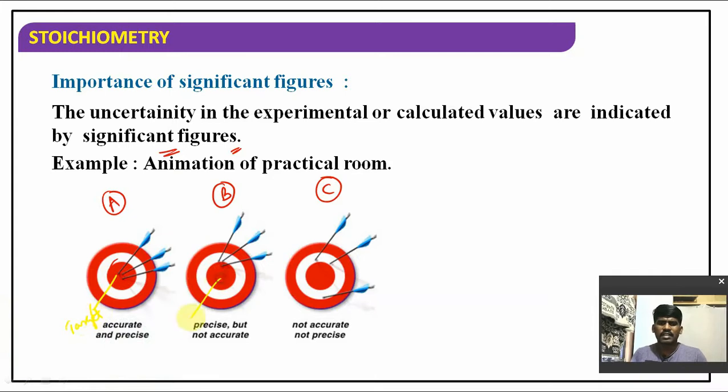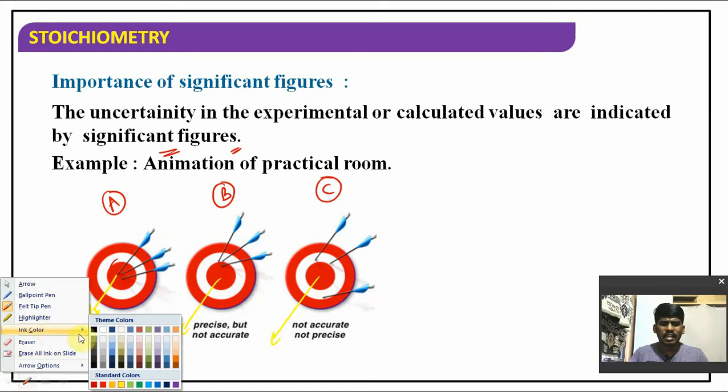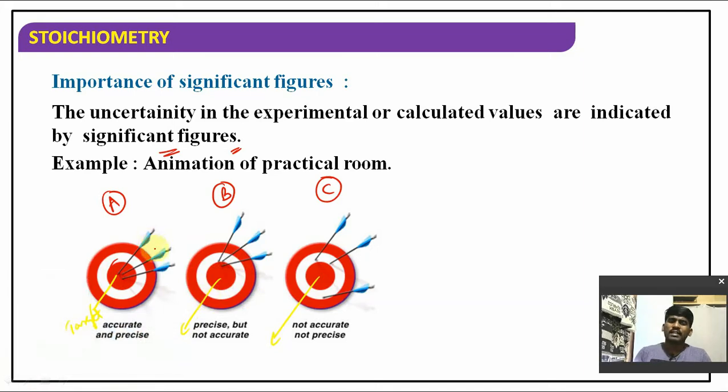Everywhere, this is the target. The part marked with yellow is the target, guys. Person A reached his target, so he is accurate and precise. And this guy, out of 3 arrows, only 1 arrow accurately reached, but the remaining 2 did not. So he is precise but not accurate. But person C is not close to the target. All 3 arrows are away from the target. So he is neither accurate nor precise.